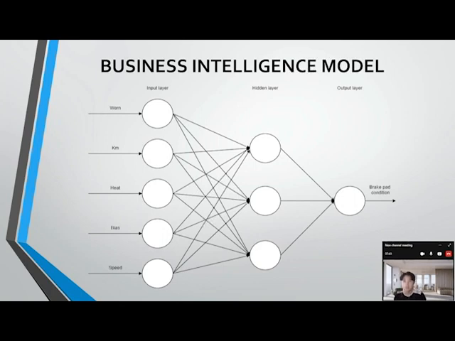We start with a diagram representing the neural network, with the input layer on the left consisting of the features such as watt, kilometer, heat, bias, and speed, and the output layer on the right representing the predicted brake pad condition. During the forward pass, the input features are propagated through the layers, with each neuron computing a weighted sum of inputs, applying an activation function, and passing the result to the next layer. To evaluate the network's performance, we compare the predicted brake pad condition from the output layer with the desired output.